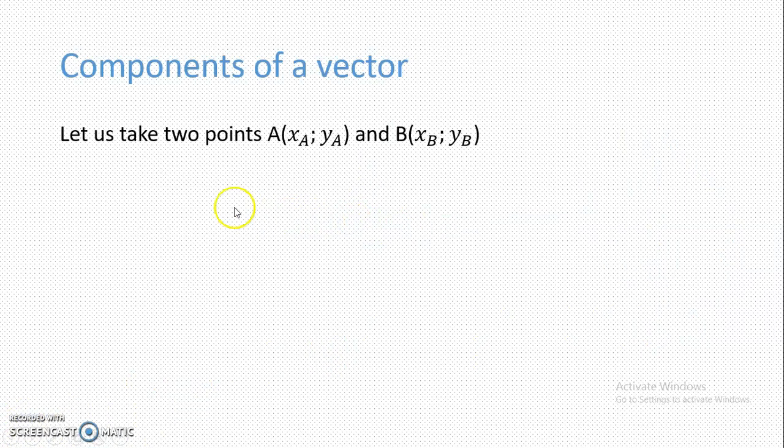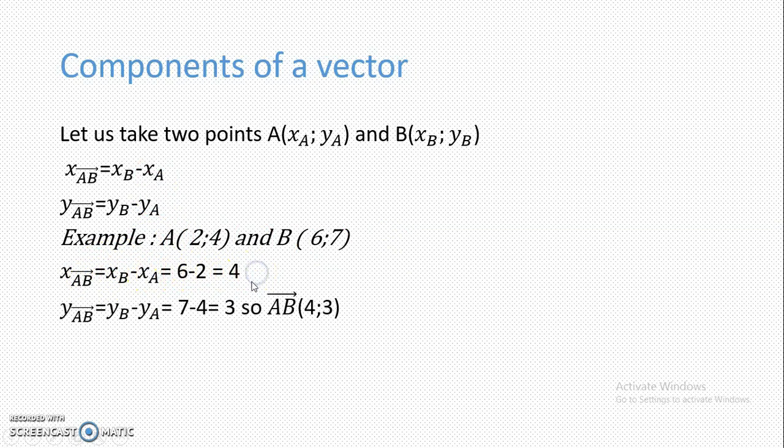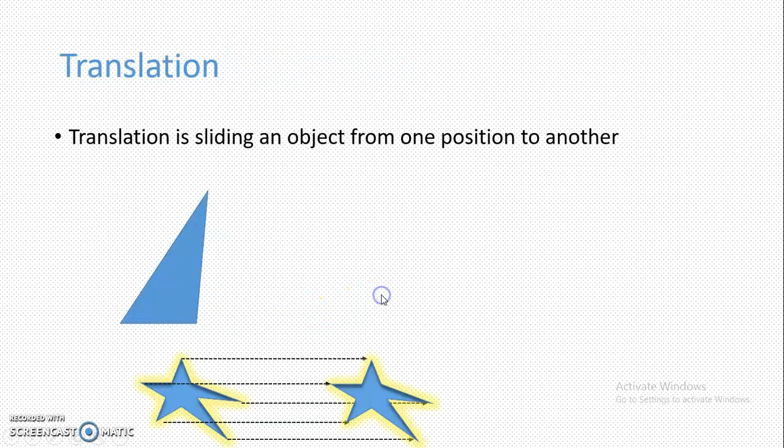Components of a vector. We take 2 points, A with coordinates x_A, y_A and B with x_B, y_B. Then the coordinates of the components of vector AB: x of AB is x_B minus x_A, and y of AB equals y_B minus y_A. For example, let's take A (2, 4) and B (6, 7). We apply the formula: x of vector AB equals x_B minus x_A, which is 6 minus 2 equals 4, and y of AB is y_B minus y_A, which is 7 minus 4 equals 3. So vector AB has components (4, 3).